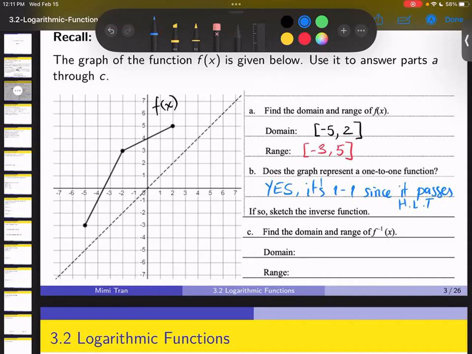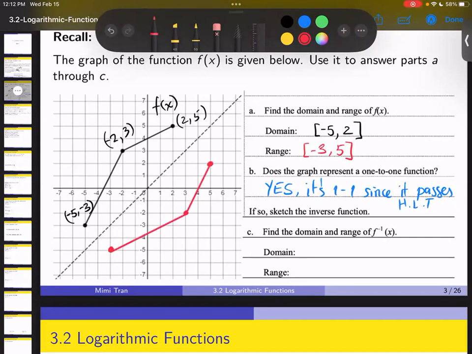Can I sketch the inverse? Yes, all I have to do is what? I know some points for f of x. All I do is swap them, reverse them, right? So instead of (-5, -3), it's going to be (-3, -5). Right here, instead of (-2, 3), it's going to be (3, -2). (3, -2) will be here. And (2, 5) becomes (5, 2). Connect them together. That's your inverse.